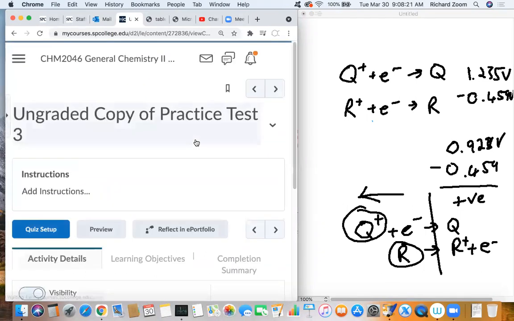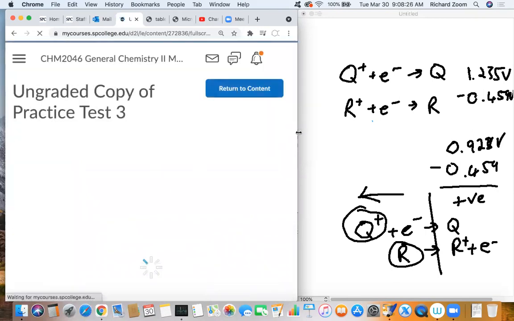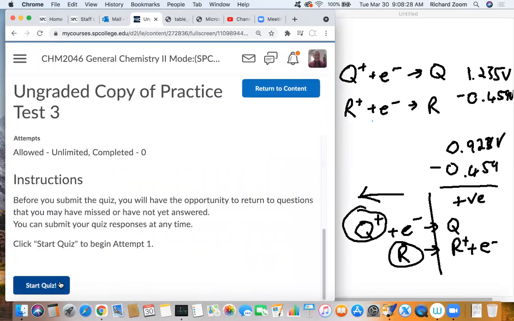I don't feel like a lot of this stuff is really that difficult for test 3. I don't think it's that bad.